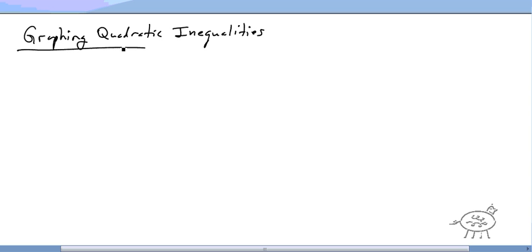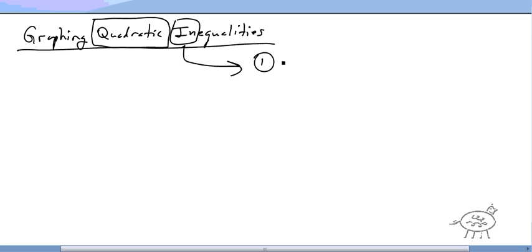Alright, so graphing quadratic inequalities. We're not learning too much new today, and the reason is because you already know how to graph quadratic equations. And back in the day, I taught you how to graph inequalities, right? And whenever you have an inequality, remember there's two parts to that.